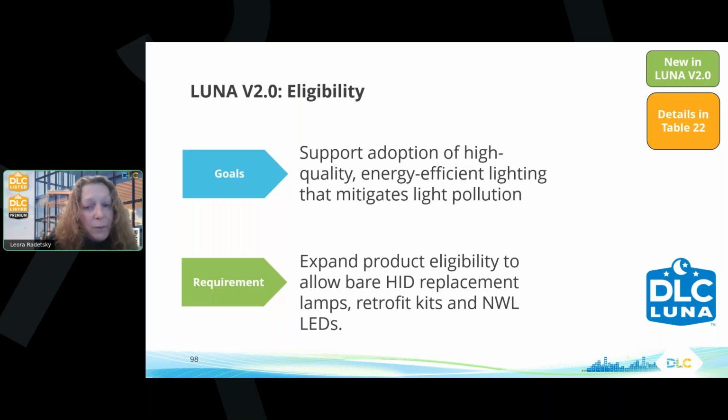In order to better adopt and support outdoor lighting that mitigates light pollution, we have expanded the eligible product types that can qualify to LUNA version 2. Many of these new product types we have added, including those with non-white light LEDs that Casey mentioned, were informed by requests and feedback we received during our stakeholder input process.